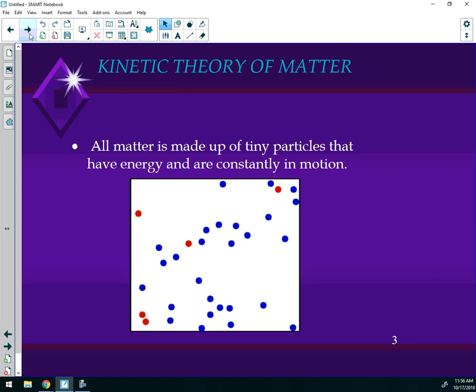Okay? The kinetic theory of matter. You should find a place on your note sheet that says kinetic theory of matter. This is super important, and the wording of it is important because you have to know this kinetic theory of matter. It's a scientific theory. All matter is made up of tiny particles that have energy and are in constant motion. Okay? So all matter is made up of tiny particles that have energy and are in constant motion.